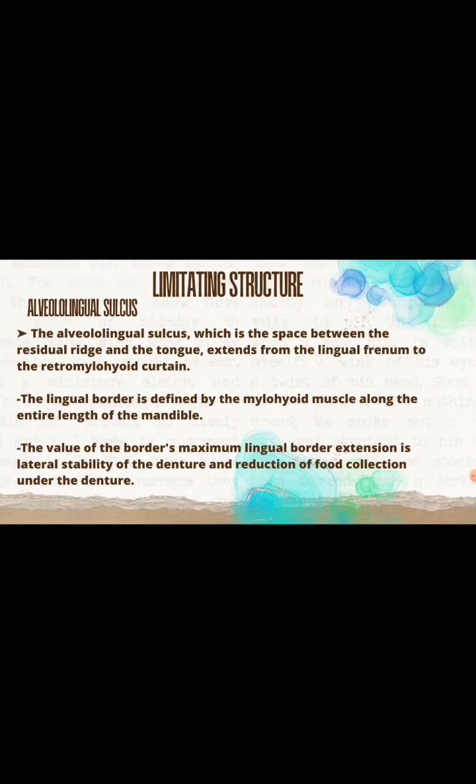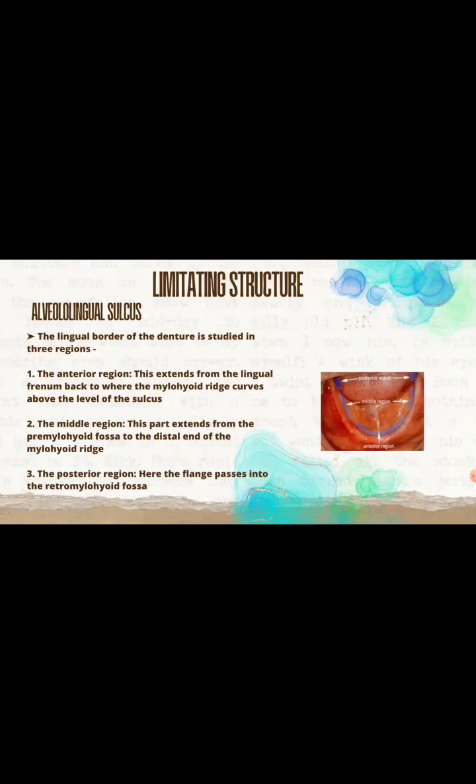Alveololingual sulcus is the space between the residual ridge and the tongue. It extends from the lingual frenum to the retromylohyoid curtain. It has three regions: anterior, middle, and posterior. The anterior region extends from the lingual frenum to the mylohyoid ridges. The middle region extends from the premylohyoid fossa. The posterior region extends with the flange passing through the retromylohyoid fossa.